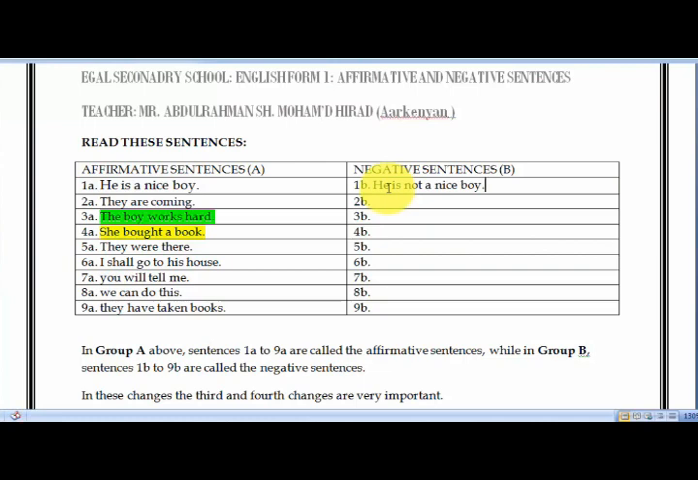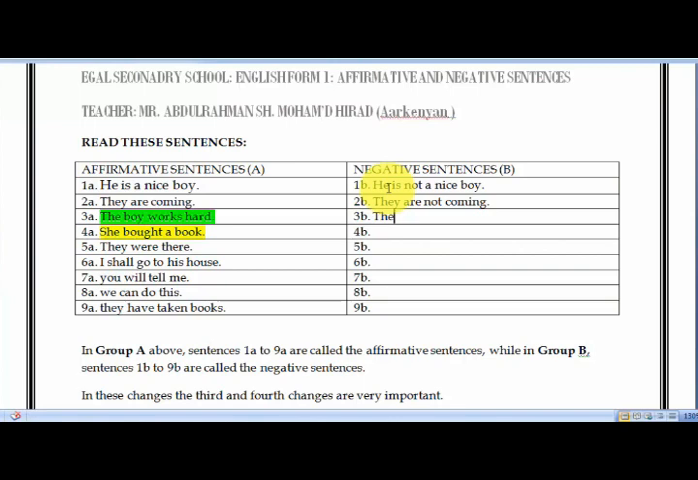Accurate. Next, they are not coming, home or to school, whatever you are, it's upon you. Here, there's a bit of a problem because we don't have the verb to be or have to or modal auxiliaries.